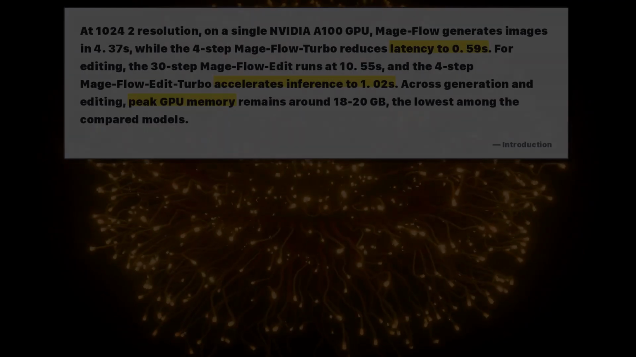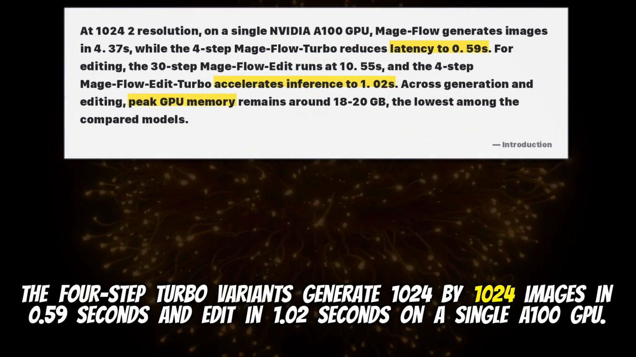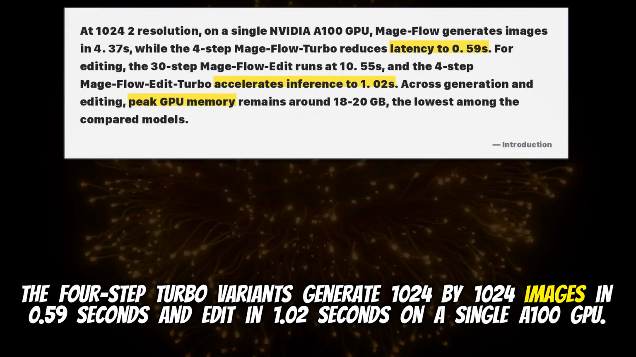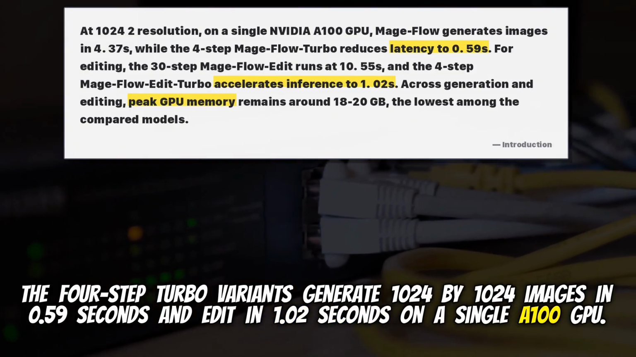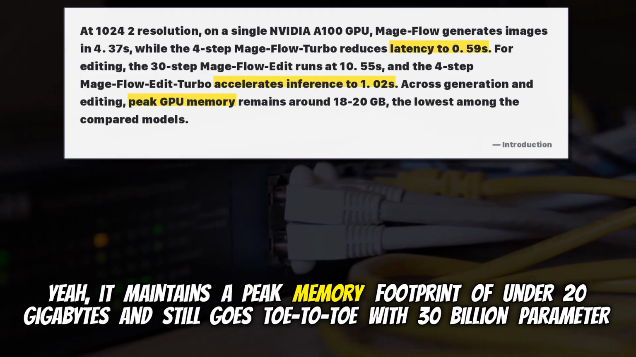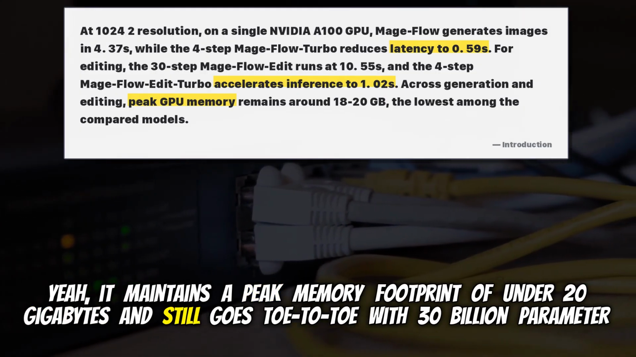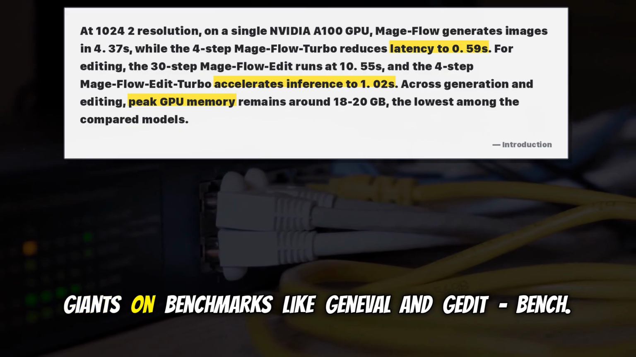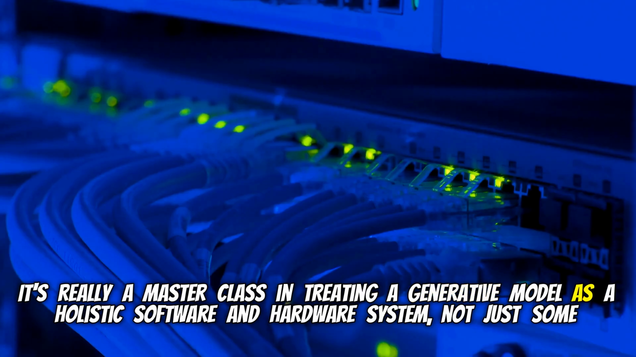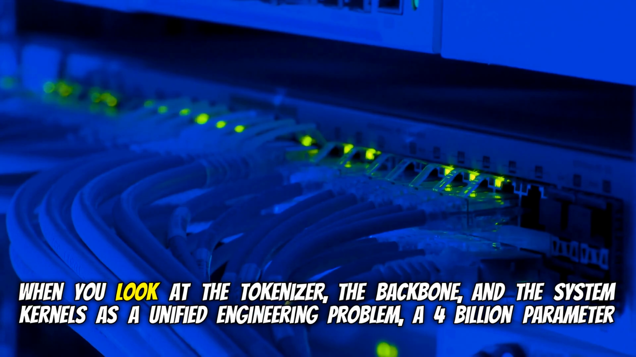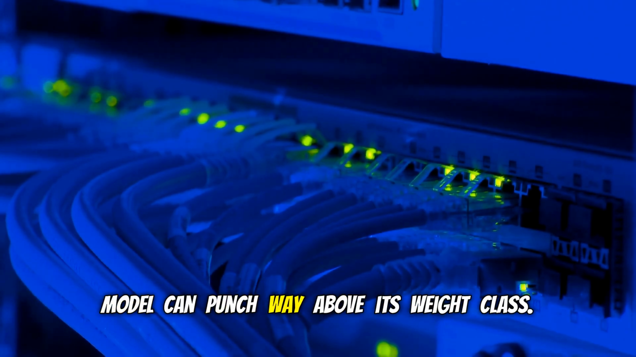Huge. And the result? The four-step turbo variants generate 124 by 124 images in 0.59 seconds and edit in 1.02 seconds on a single A100 GPU. Wow. Yeah, it maintains a peak memory footprint of under 20 gigabytes and still goes toe-to-toe with 30 billion parameter giants on benchmarks like Geneval and Get-It-Bench. It's really a masterclass in treating a generative model as a holistic software and hardware system, not just some mathematical abstraction. Right. When you look at the tokenizer, the backbone, and the system kernels as a unified engineering problem, a 4 billion parameter model can punch way above its weight class.